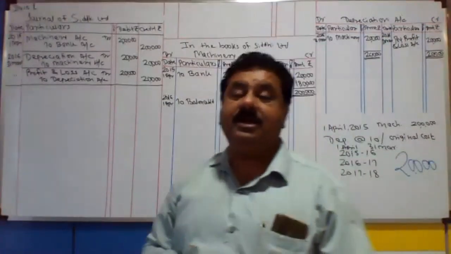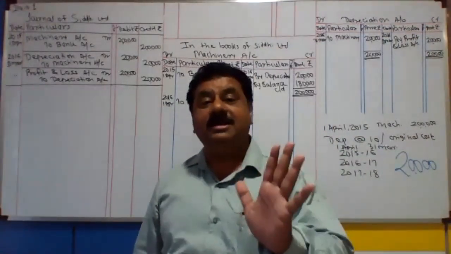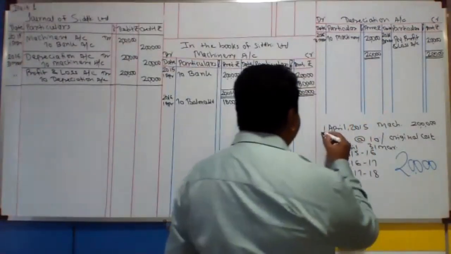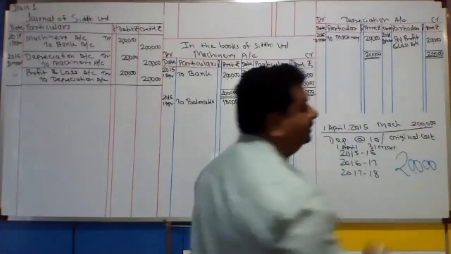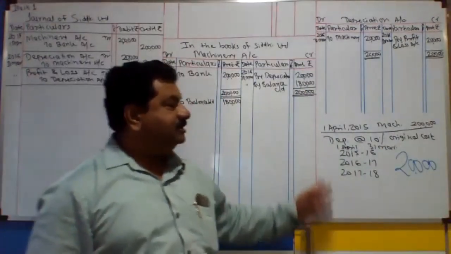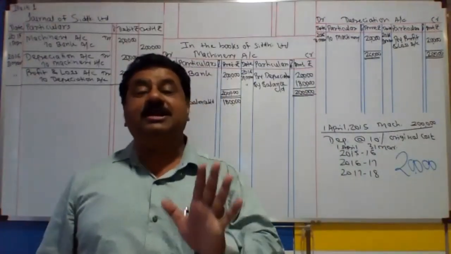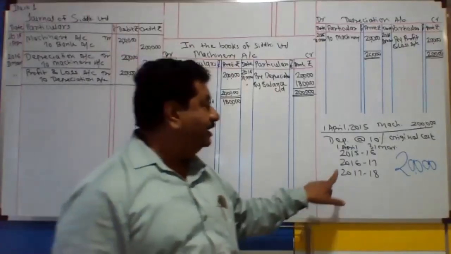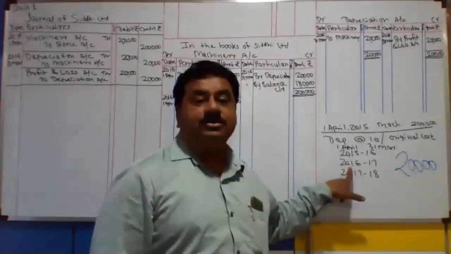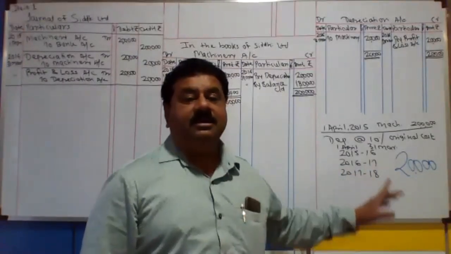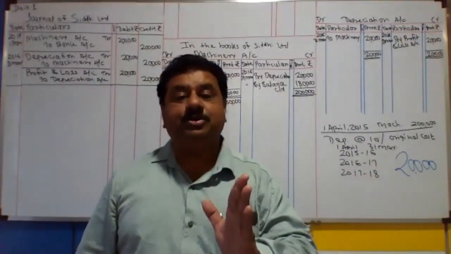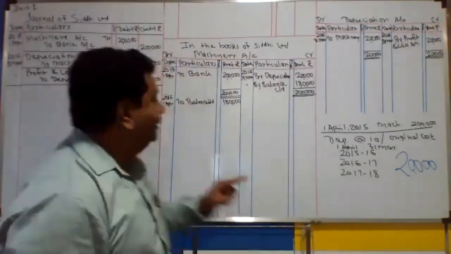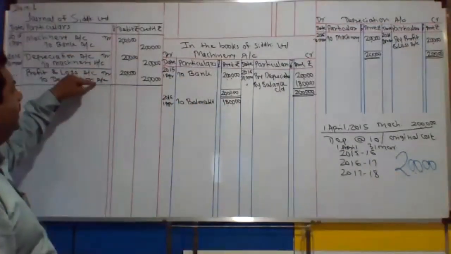Okay, now second year what will happen? Second year there is no transaction at all. मतलब फर्स्ट ईयर में हमने क्या किया था? मशीनरी परचेज किया था. सेकेंड ईयर में कुछ किया ही नहीं है. तो सेकेंड ईयर में आपको करना क्या है? सेकेंड ईयर इज 2016-17. You are supposed to charge only depreciation. मतलब ये लास्ट 2 एंट्रीज आने वाला है.